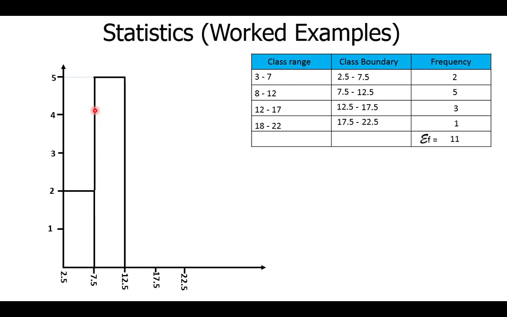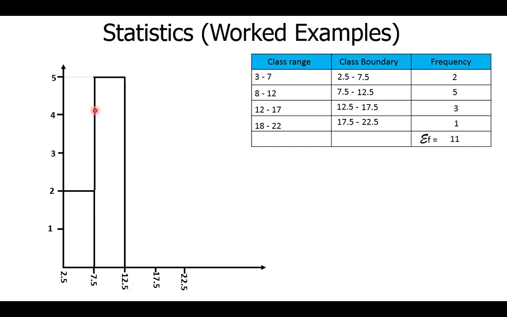Okay, next we're going to take our ruler again. The next one says a frequency of 3. We have a frequency of 3 between 12.5 and 17.5. You can see that there's no space between the bars. All the bars are plugged together. There's no space in between. So we have that of frequency 3 from 12.5 to 17.5.